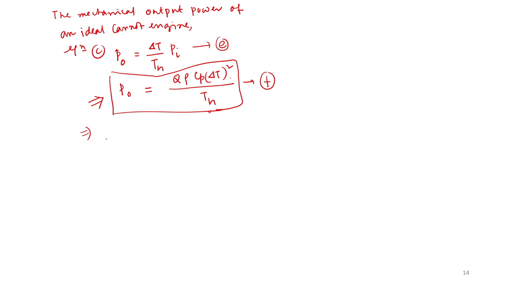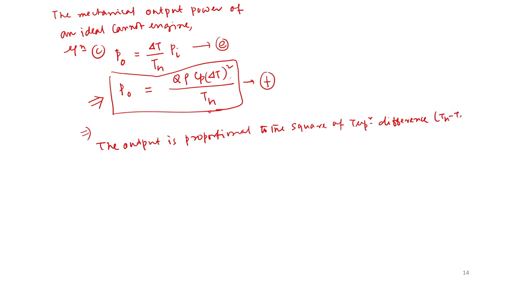Right? So, I can write here the output is proportional to the square of the temperature difference between the surface water and the deep water, and directly to the flow rate of working fluid. Okay.